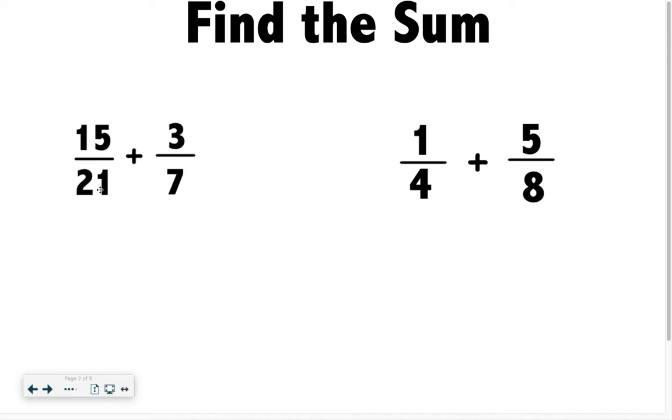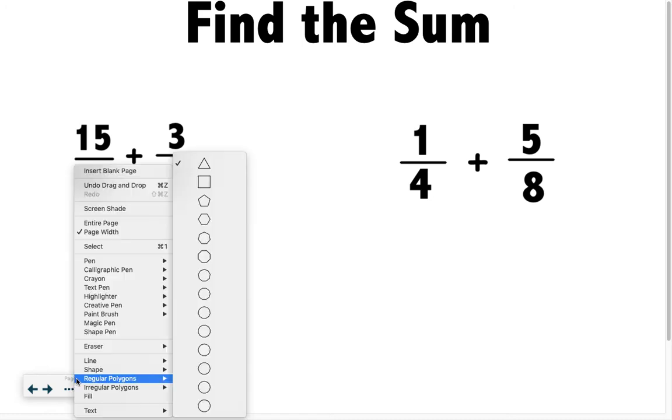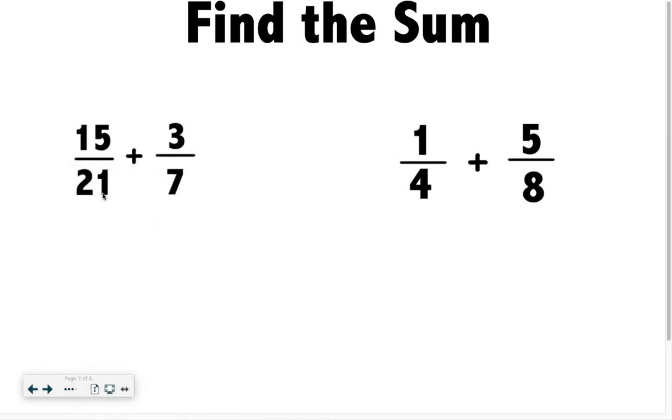So unlike fractions, remember, mean that they don't have the same denominator. If I look here, my first denominator is 21 and my second denominator is 7. Those two numbers don't match, so I need to get a common denominator in order to add them together. I know that 7 can go into 21, so I just have to think, what do I have to multiply 7 by in order to get to 21? I have to multiply 7 by 3. So if I multiply the bottom by 3, I have to multiply the top by 3.